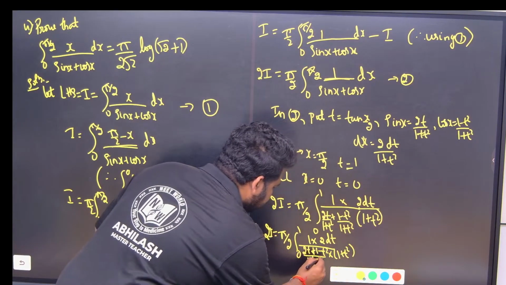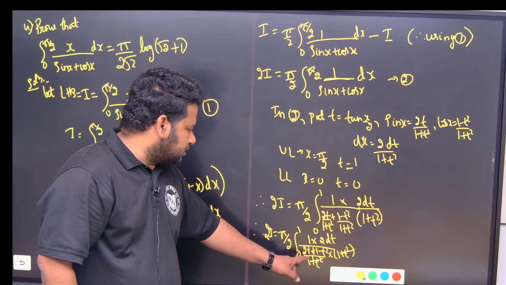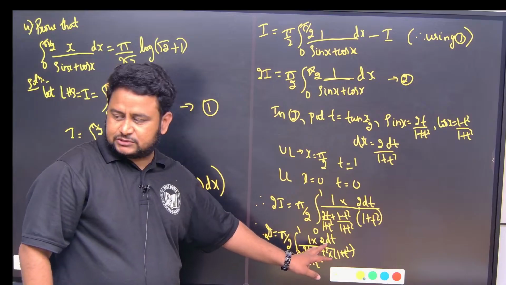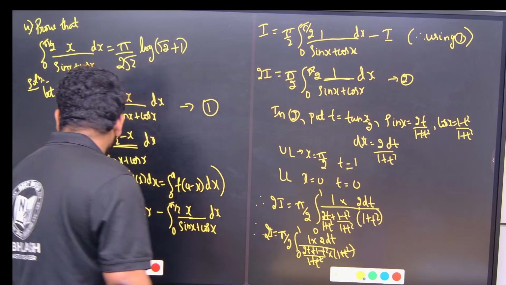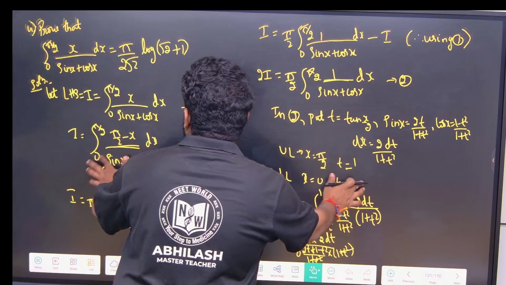What I can do? 1 plus t square, 1 plus t square I can cancel. 2t plus 1 minus t square, this is what I will have. Now see here, for the next step what I can do? So next step, observe here carefully, this is what I have.